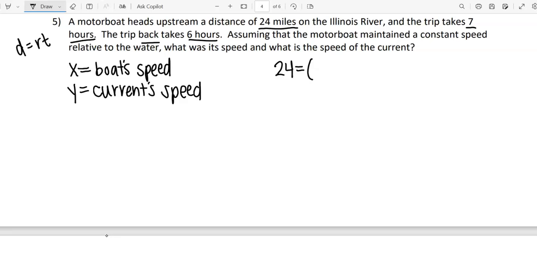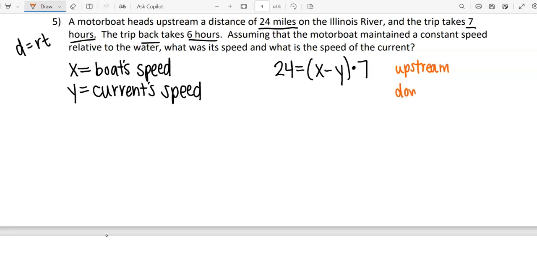Now I need my rate. The motorboat is going upstream to begin with. So I'm going to take my boat's speed and my current's speed and do what between them if I'm going upstream? Subtract, because the current would be dragging the boat's speed slower. So you're going to subtract, and then that's multiplied by the time it took, which is 7 for upstream. So your first equation is your upstream equation.